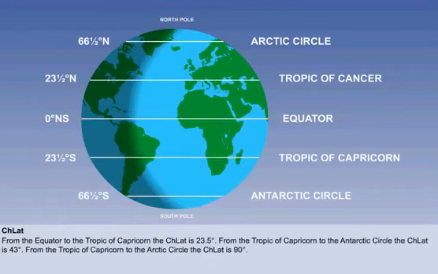If we went from the Tropic of Capricorn to the Arctic Circle, we would have 23.5 degrees to go to the equator, and then a further 66.5 degrees to go to the Arctic Circle. The CPL would therefore be a total of 90 degrees in a northerly direction.